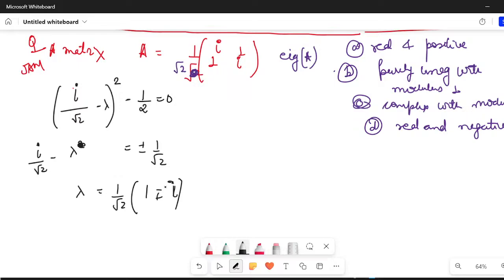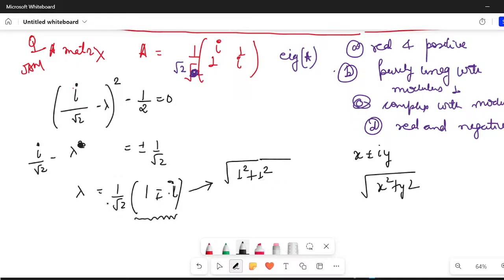So this will be lambda is equal to 1 upon root 2, (1 minus plus iota). So this is 1, and we know the modulus of a complex number: if I'm giving you a complex number x plus minus iota y, the modulus of it will be root over x square plus y square. So clearly the modulus here would be root over 1 square plus 1 square, which is root over 2, and 1 over root 2 is here. So I can say that the modulus of my eigenvalues would be 1.